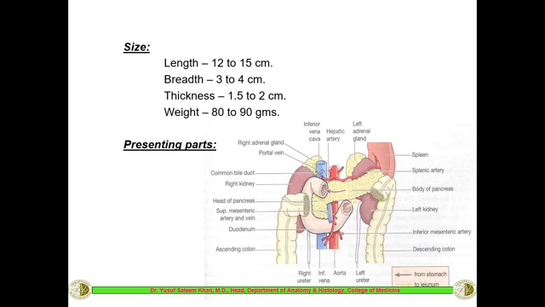The presenting parts are: it has a head, a neck, the body, and a tail. So these are the four parts of this gland. This is the head of the pancreas. Here there will be narrowing, that is called the neck. Then we have a large, long part, which is the body, and the terminal part, which is in contact with the spleen, will be called the tail of the pancreas. So these are the four presenting parts: head, neck, body, and the tail.